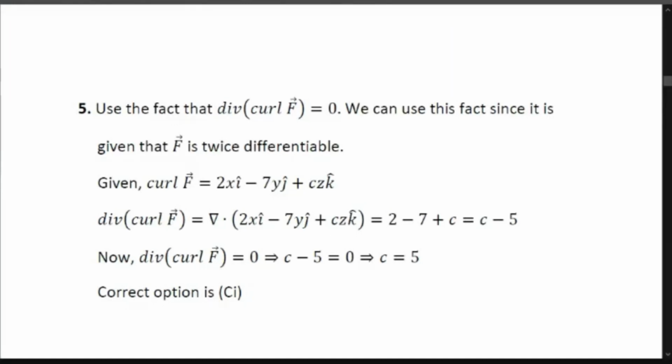Right. So it is clear, right? Yes, sir. Okay, fine. Yes, sir.